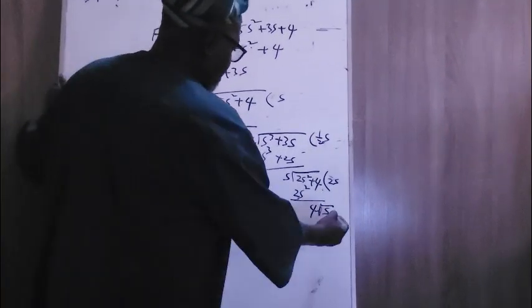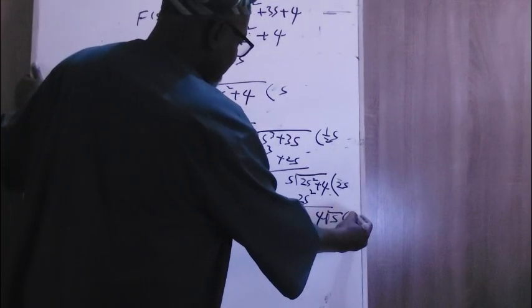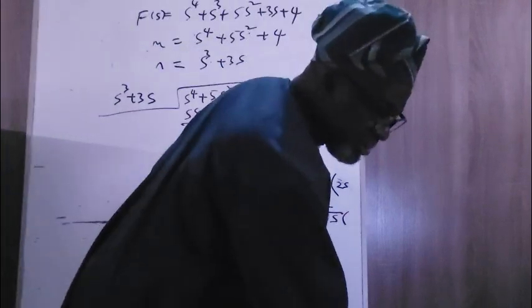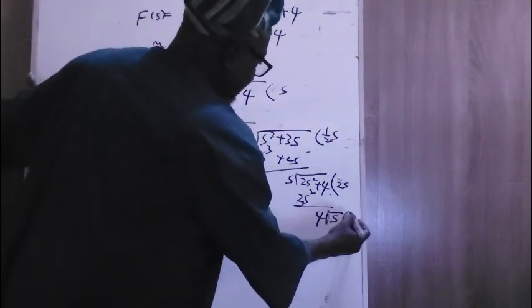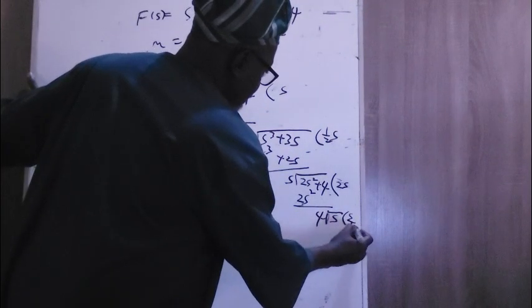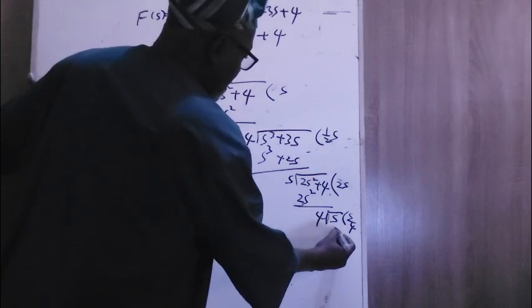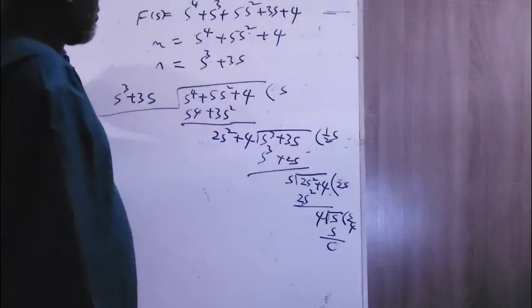And what are we going to have? We are going to have s over 4. When we expand s over 4 times this, we are going to have s. Then we are adding 0. You continue the division.